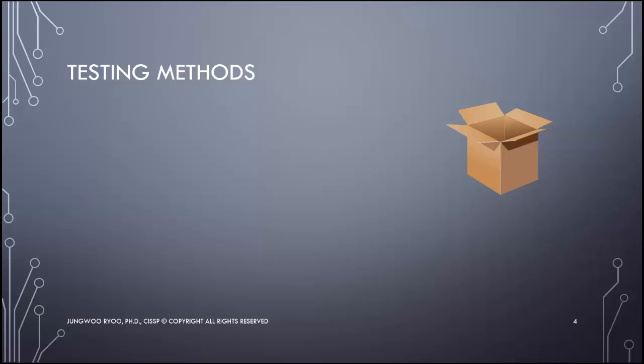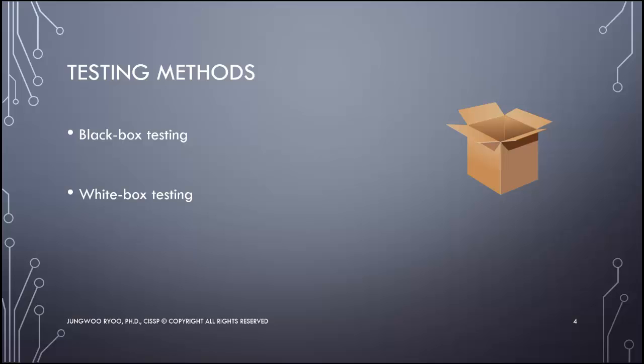Depending on the accessibility of the source code, testing methods could be categorized into the following three types. The first one is called black box testing, and in this case the source code is not available at all to the testers, so they can only test the software by providing certain inputs or by interacting with the software as only end users.